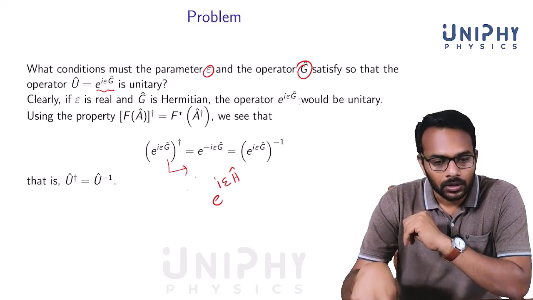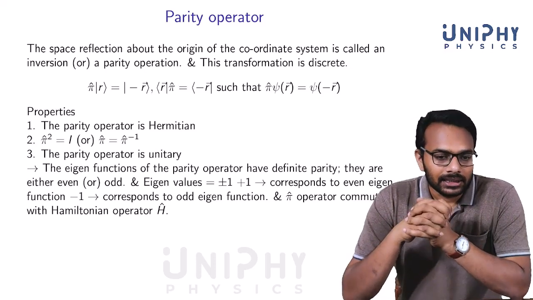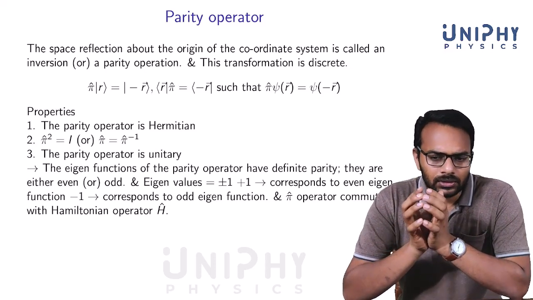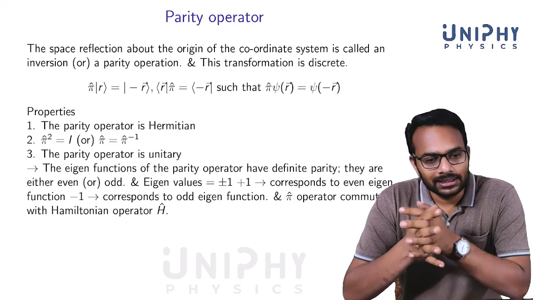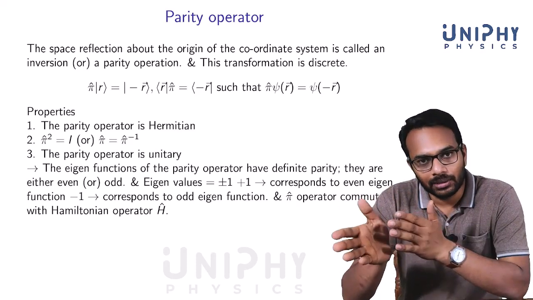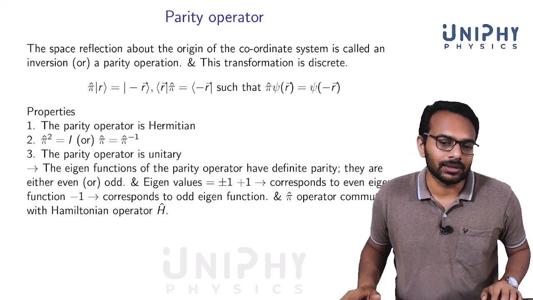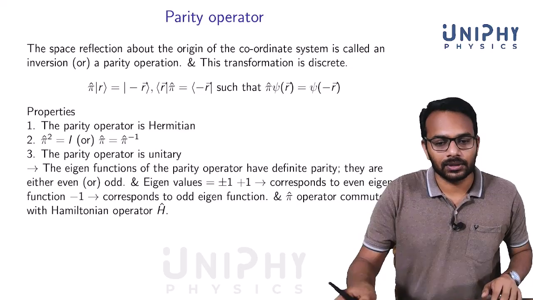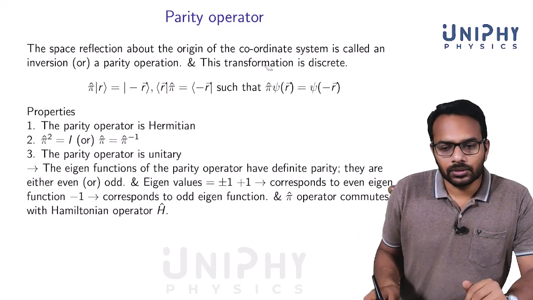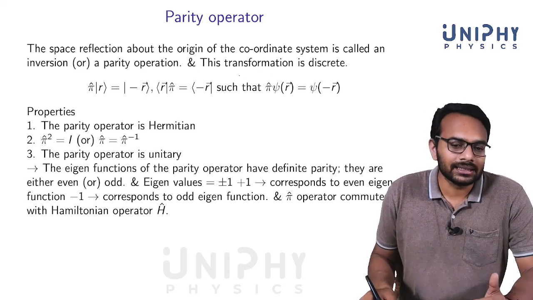Now we go to the parity operator. A parity operation is actually a space reflection about the origin. So you make x to minus x, y to minus y, and z to minus z. That's known as a parity operation. So this is inversion or parity operation. This is called a discrete transformation.